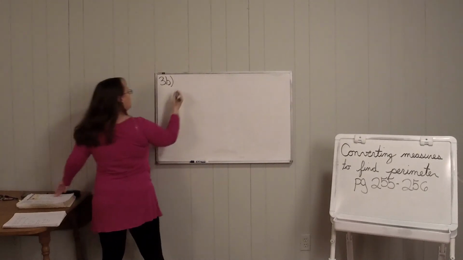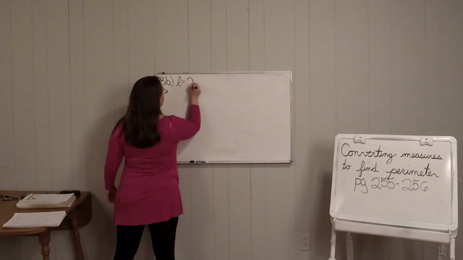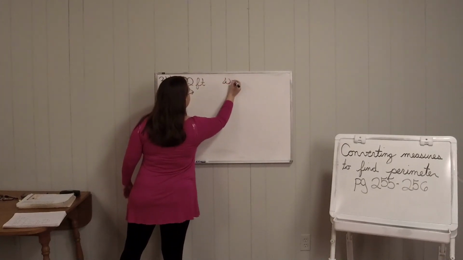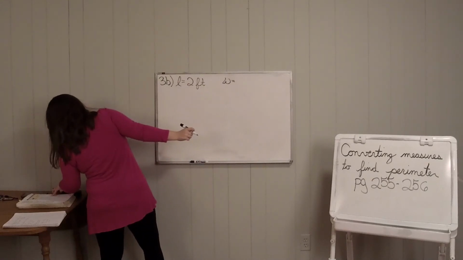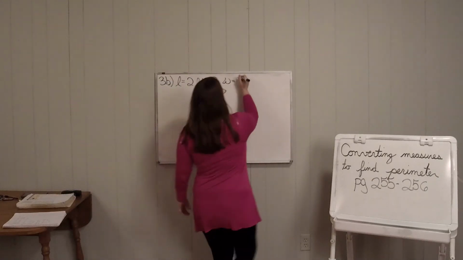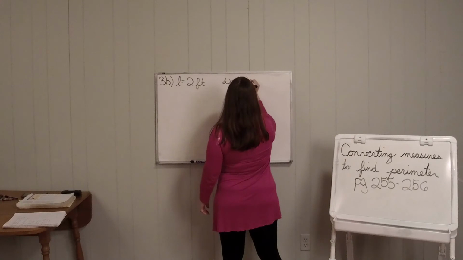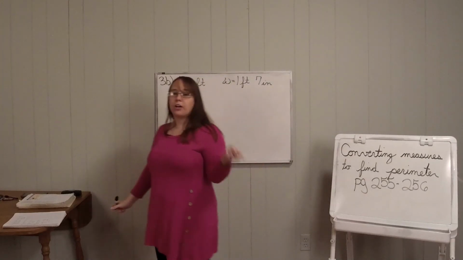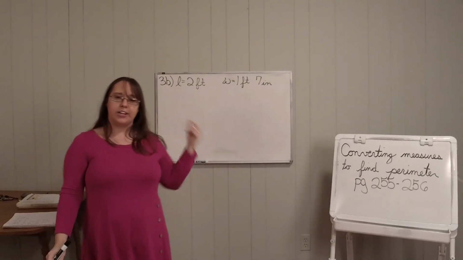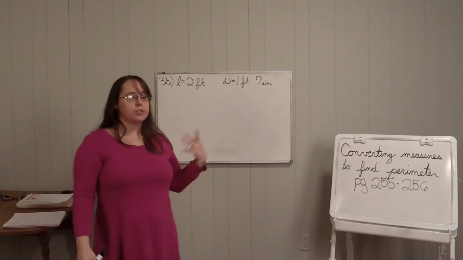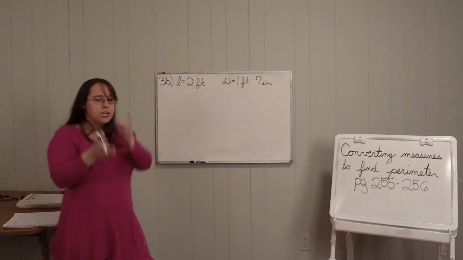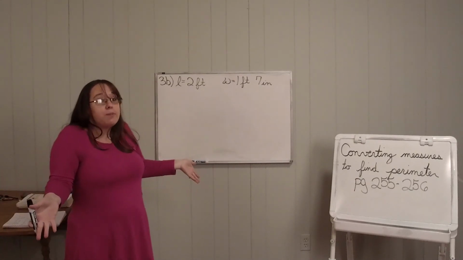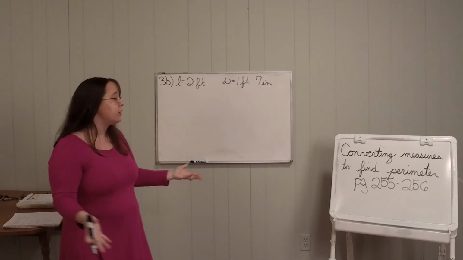The length is 2 feet. The width is 1 foot 7 inches. Okay, think about it. What's the smallest unit of measurement? Is it feet or inches? Which one's smaller? Which one's bigger? Feet to inches, little inches. So inches, of course, is the smallest form of measurement here.